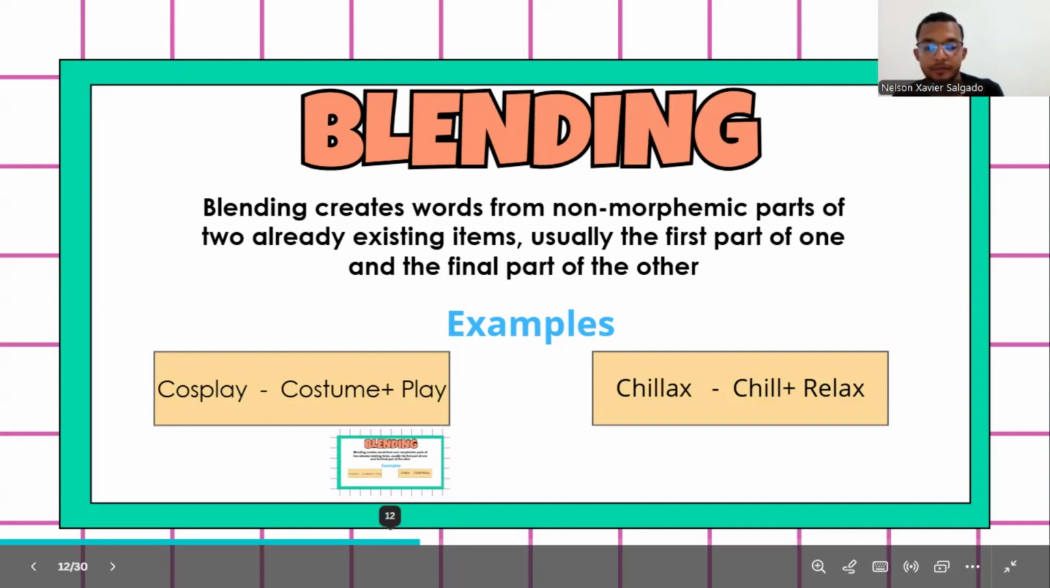one word and the last part of another are joined together, and blending is the process of forming a new word by combining non-morphemic parts of two existing words, and the result is one word with a different meaning. I have displayed examples: cosplay, costume plus play, and chill plus relax gives chillax. Well, that's all for me. Thank you.